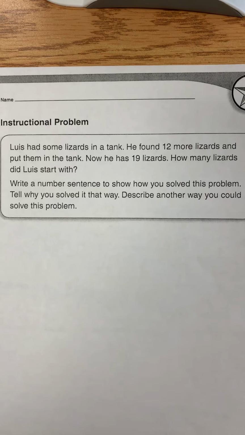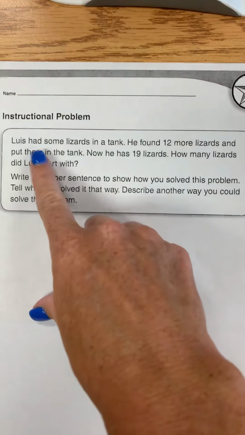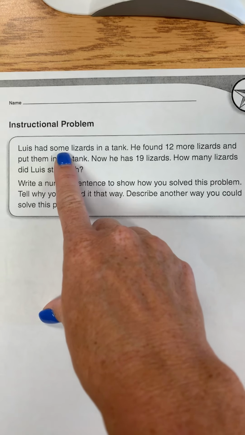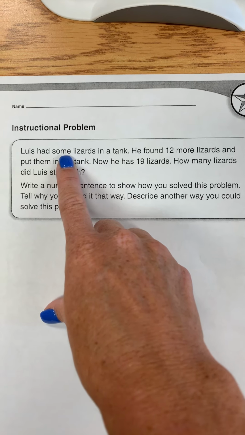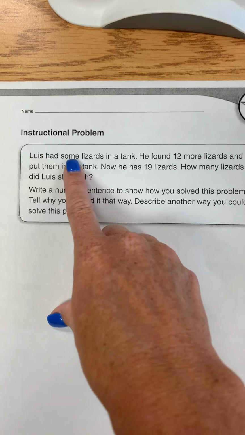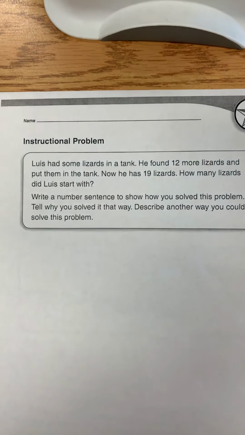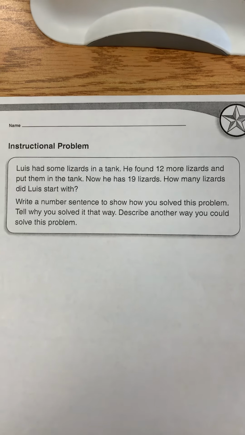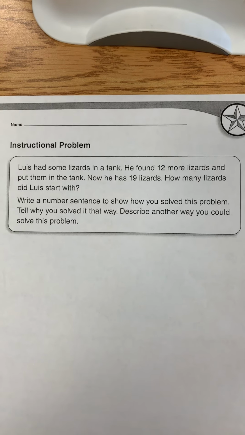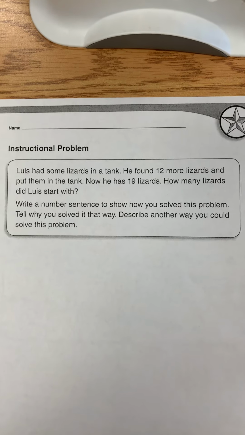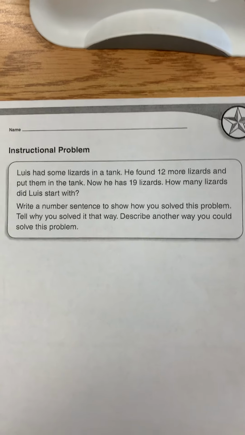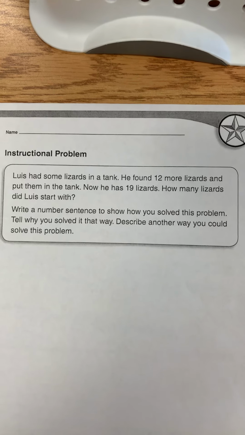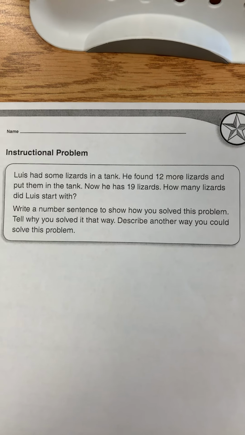Let me read it one more time. Lewis had some lizards, so we don't know the beginning part yet. So that's where you're going to want to probably draw a line or a box because that's what we're going to have to figure out. Then he found 12 more. So since he's finding 12 more, we have to add to the sum. So he finds 12 more lizards and puts them in the tank, and now he has 19 lizards. So he ends with 19. How many lizards did Lewis start with?